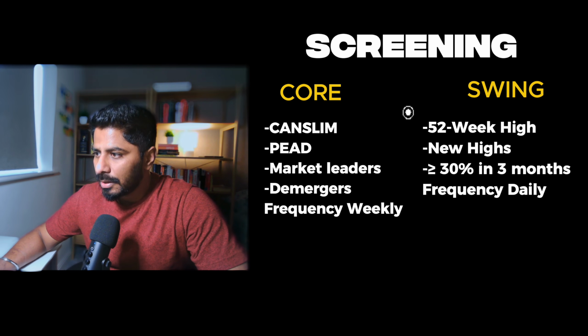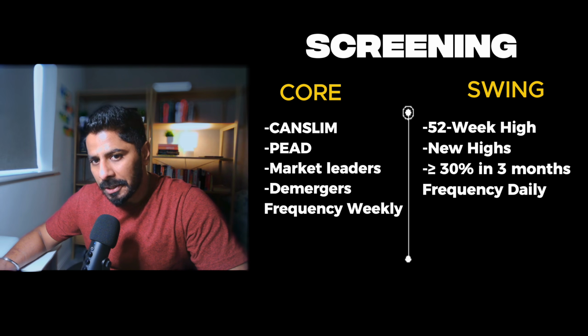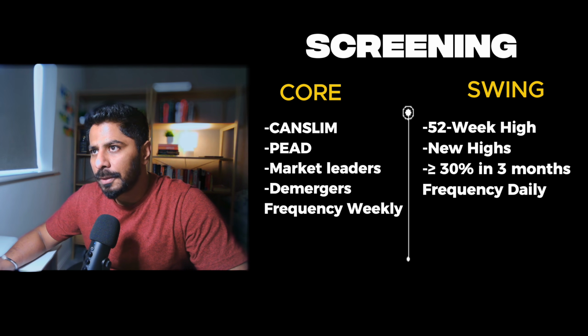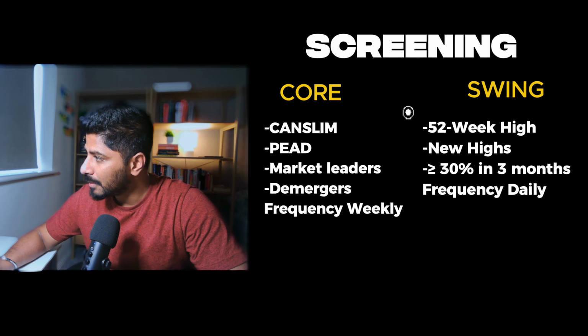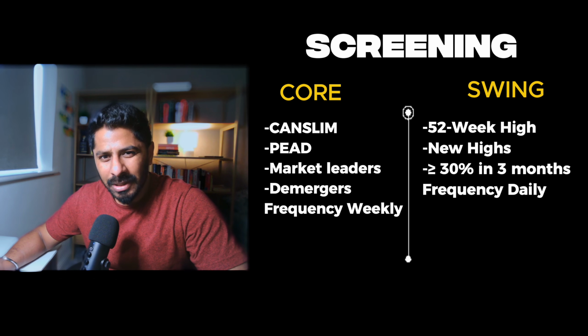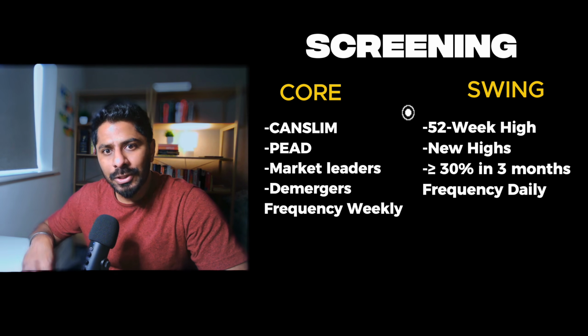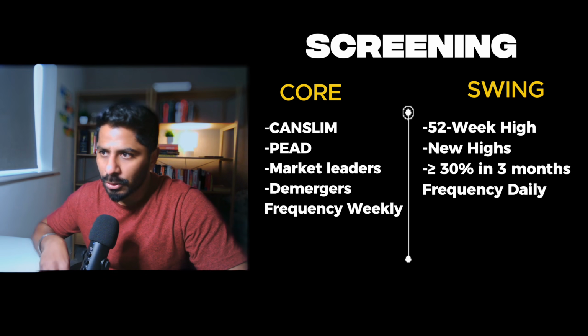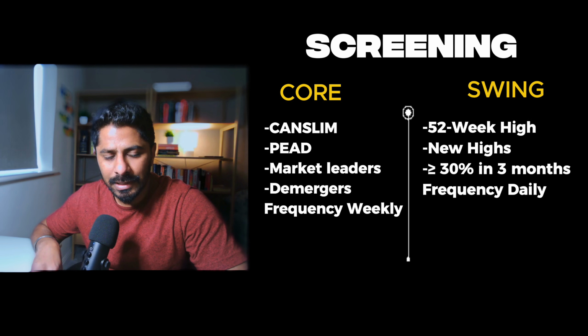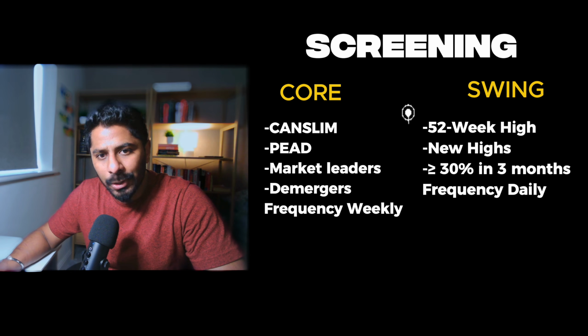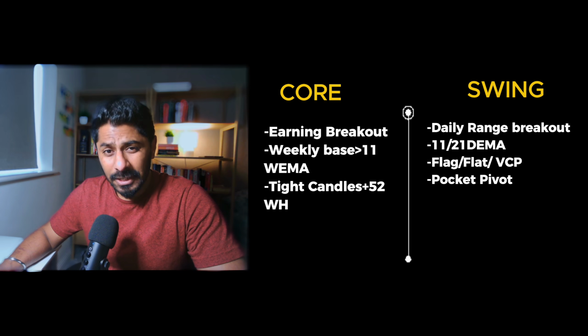But for satellite, my scanning or screening mechanism is totally different. I rely more on the technical side of it. So something like a 52-week high, probably a 1 month, 3 month, 6 month high, or a 30% move in 3 months. And the frequency of scanning will also differ. For core, I do weekly or bi-weekly scanning. But for satellite, I tend to do it generally daily. The next one is entry.